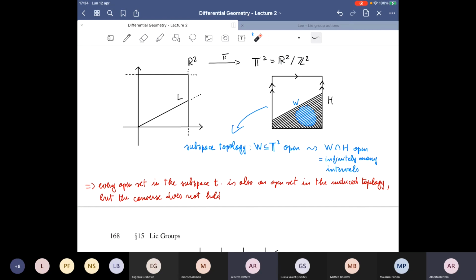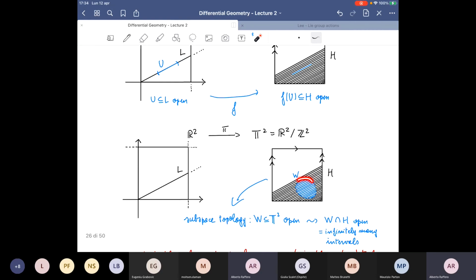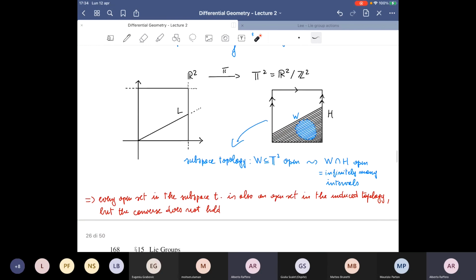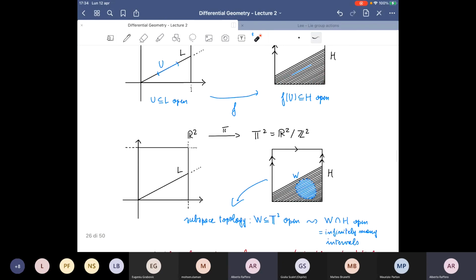So every open set in the subspace topology is also open in the induced topology, and this is because you can obtain such an open set by the union of infinitely many of these sets here, but the converse does not hold. So we have different topologies, and this is a nice example where one can appreciate the difference of the two topologies one can put on a subset of a manifold.